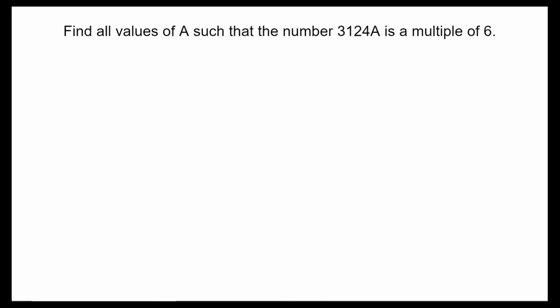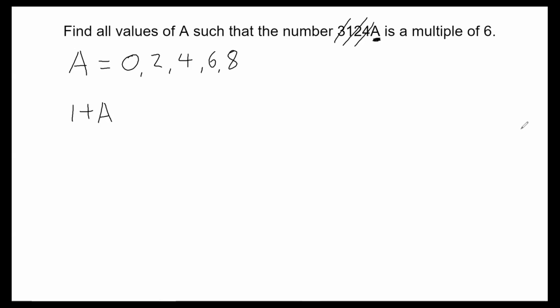So in order for it to be a multiple of 2, the last digit, which is a, has to be an even number. So that already narrows a down to 0, 2, 4, 6, or 8. Then to check if it's a multiple of 3, we need to add all the digits up. So 3 doesn't change. 1 plus 2 is 3, doesn't change. And 4 is 1 mod 3, which means that the sum of its digits mod 3 is 1 plus a.